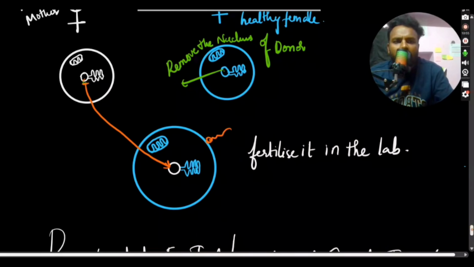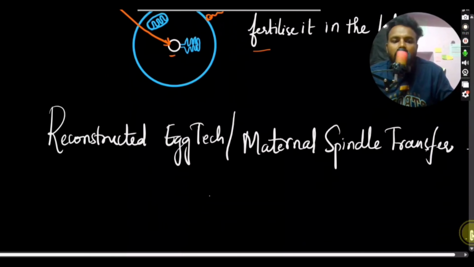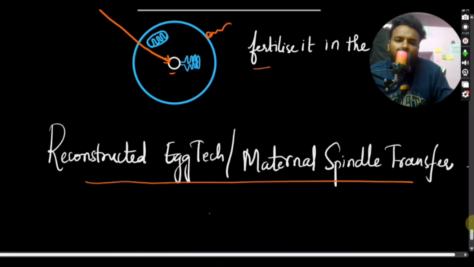Then take the sperm of the biological father and fertilize it in the lab. So this happens before fertilization itself. Before fertilization itself, we are changing the mitochondria. We are changing everything. Literally, we are taking only the nucleus from the mother, and fertilization happens after we change the nucleus, right? So this is called reconstructed egg technology, and it is also called maternal spindle transfer.